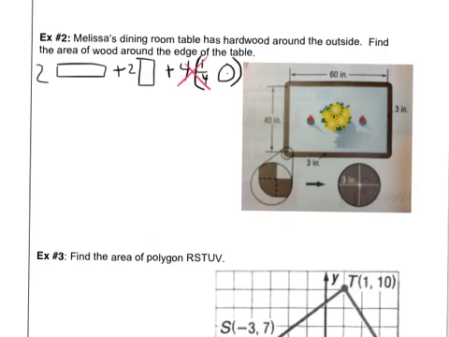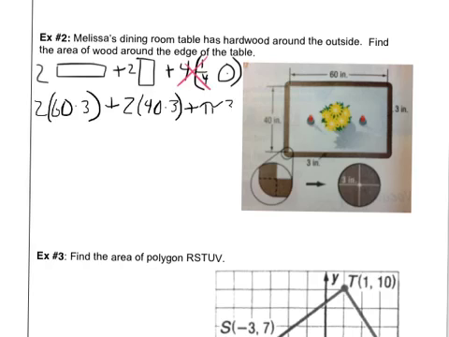All right, well, the 2 rectangles is going to be 2 times 60 times 3, because those rectangles are 60 by 3, plus the 2 going up and down are 2 times 40 times 3. And then the circle would just be pi times a radius of 3 squared. Okay, let's figure this out.